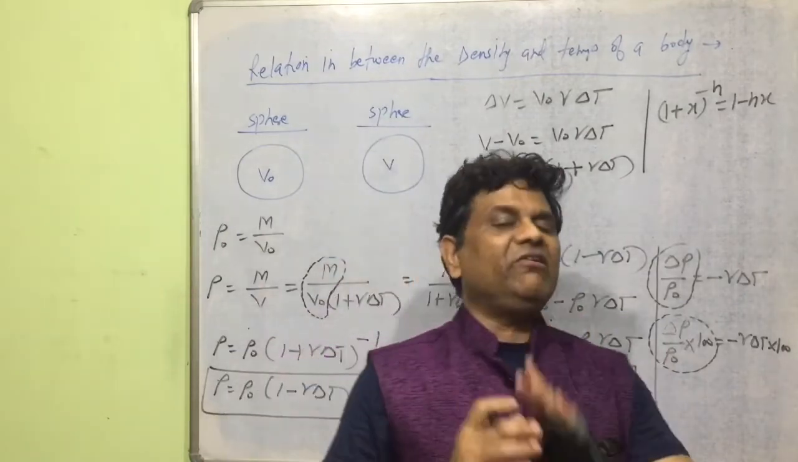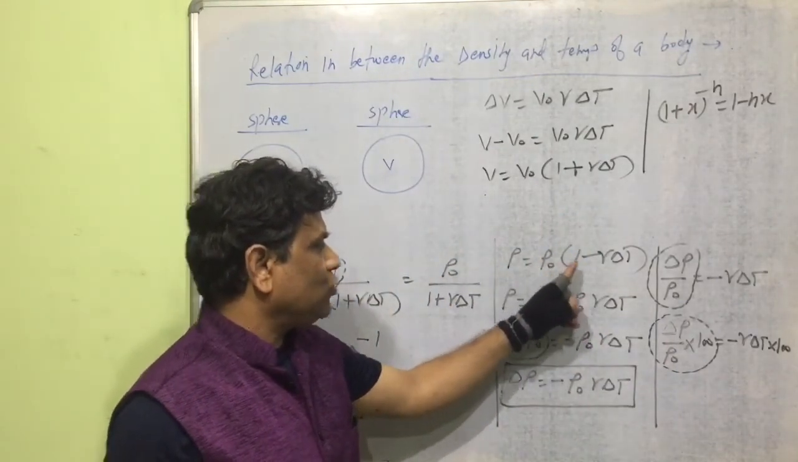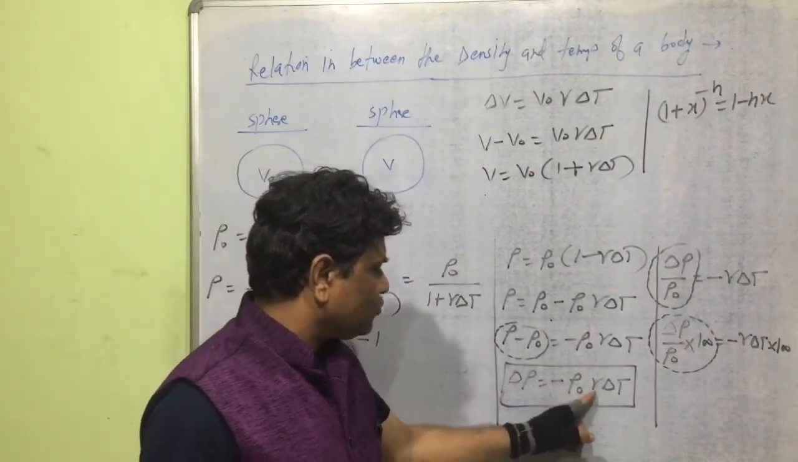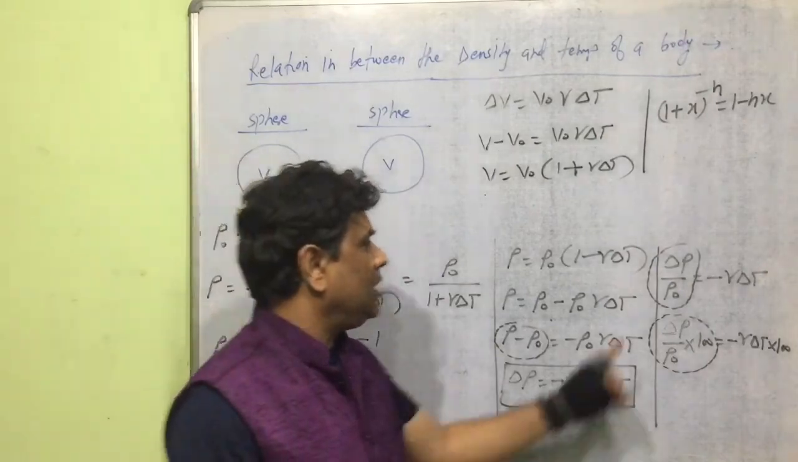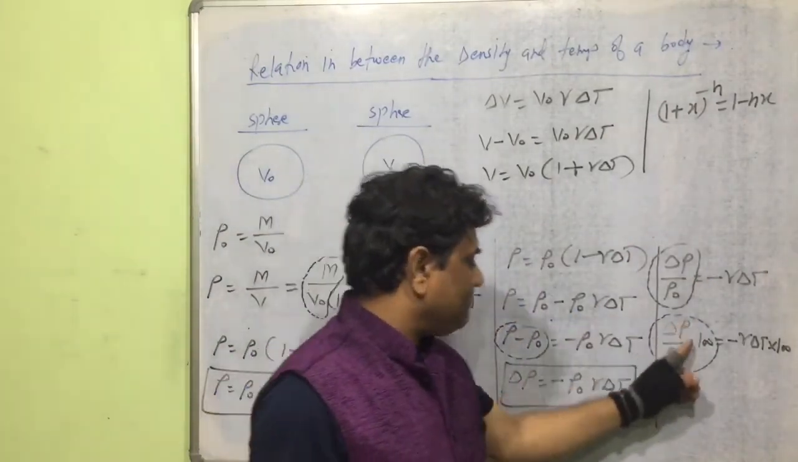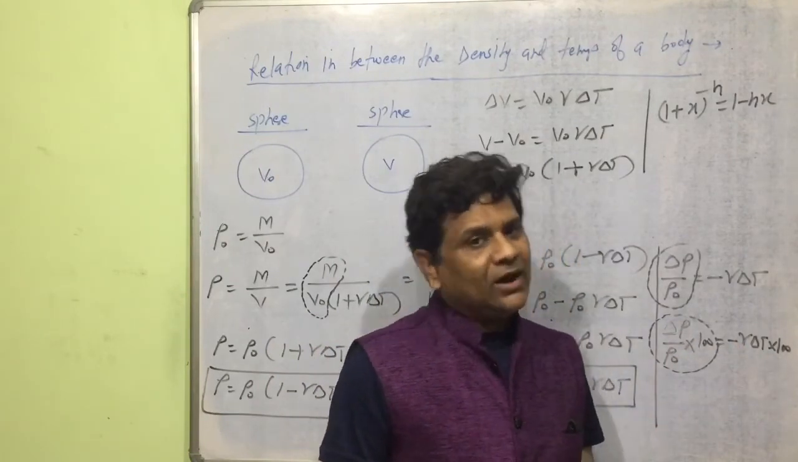So some important relations we have taken in class here. Final density rho is equal to rho naught into 1 minus gamma delta T. Change in density is minus rho naught gamma delta T. Fractional change in density is minus gamma delta T, and the percentage change in density is minus gamma delta T into 100.